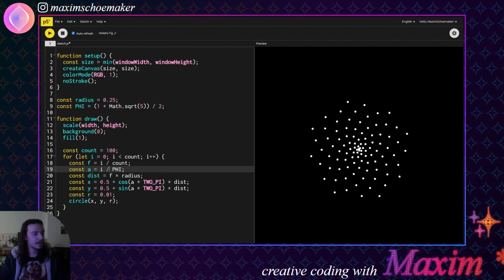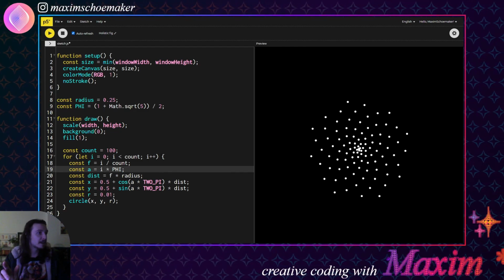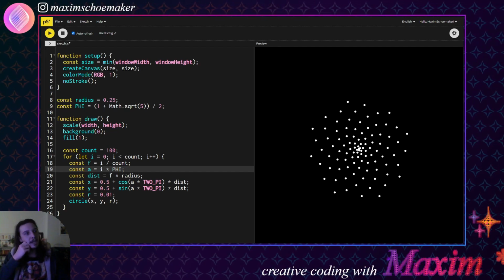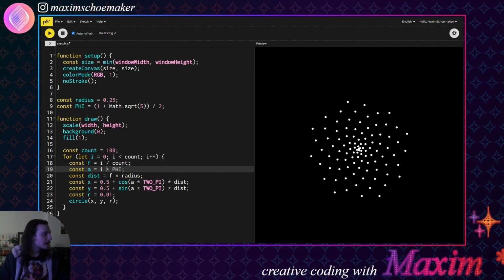Cool thing here is that you can divide by 5 or you can multiply by 5, and it'll give you exactly the same shape. And I think 5 is the only number that allows you to do that, and that's probably because it's perfectly balanced.